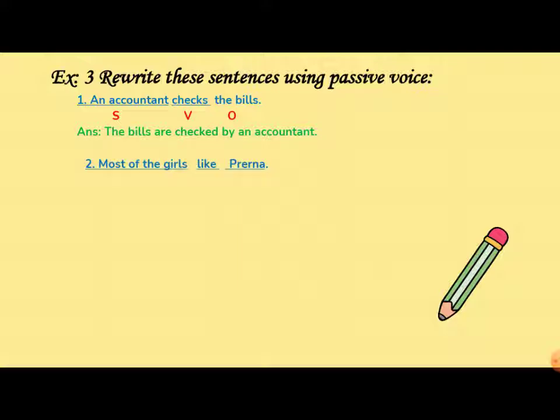Next, most of the girls like Prerna. Most of the girls, subject, like, verb, Prerna, object. What is the past participle form of like? Liked. So Prerna is the object, Prerna is one, so you will use the helping verb is. So Prerna is liked by most of the girls.